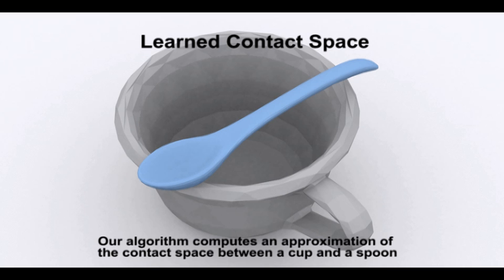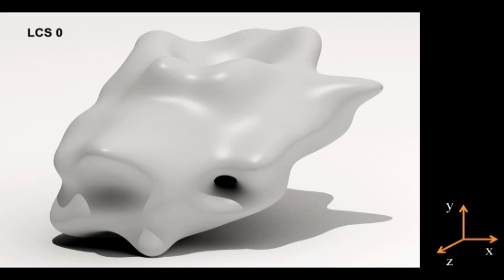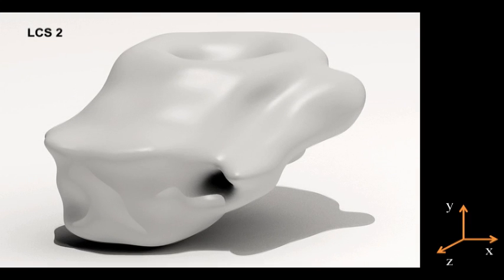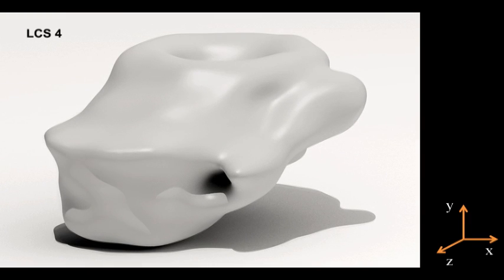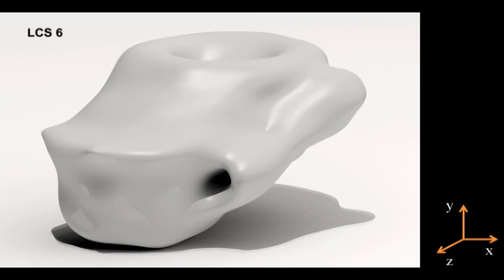Here we illustrate the learned contact space using two non-convex objects, a cup and a spoon. This shows the evolution of the approximate contact space between the cup and spoon for translational PD. Beginning with the initial approximation, successive iterations of the active learning algorithm show that the approximation quickly converges towards the actual contact space.